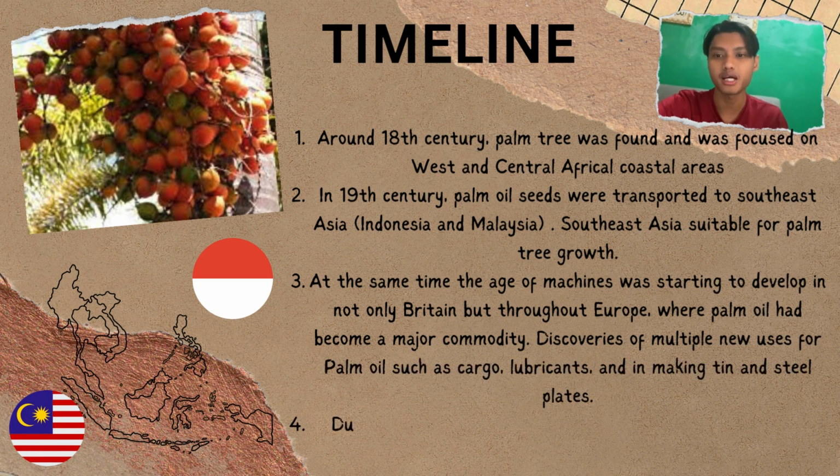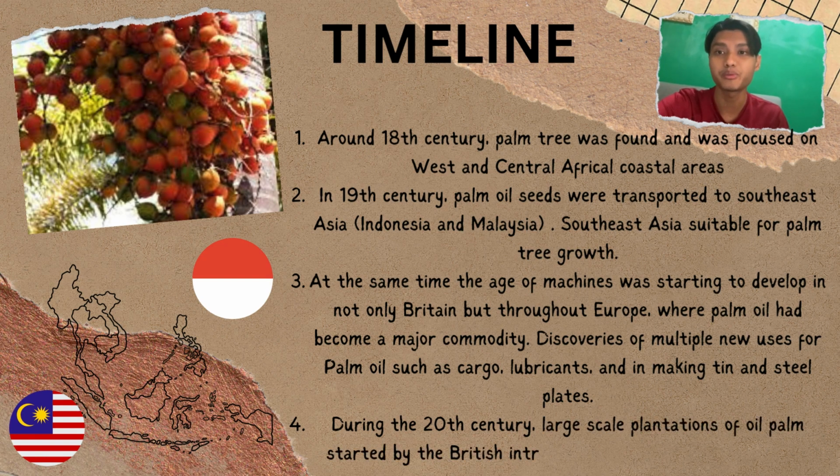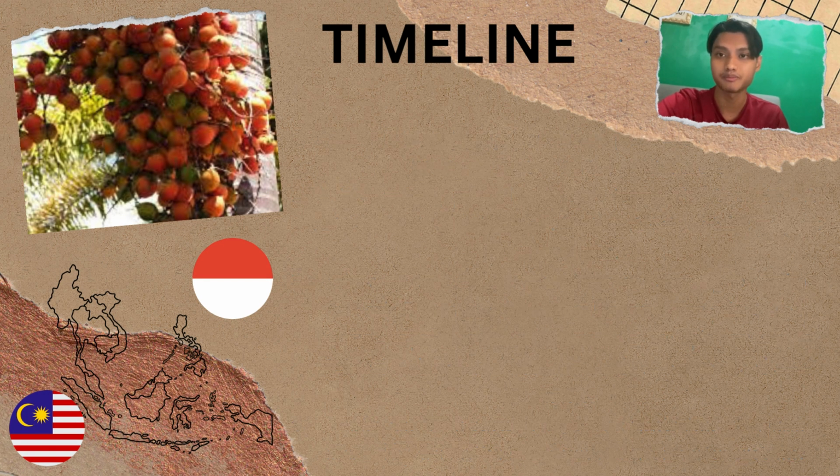Next, at the same time, the age of machines was starting to develop in not only Britain but throughout Europe, where palm oil had become a major commodity. Discoveries of multiple new uses for palm oil such as cargo lubricants, and in making tins and steel plates. Lastly, during the 20th century, large-scale plantation of oil palm was started by the British, where they introduced a modern agrarian system.